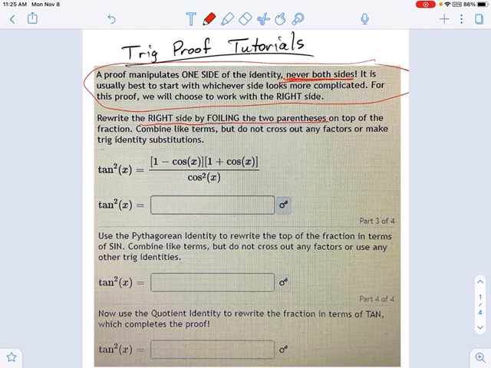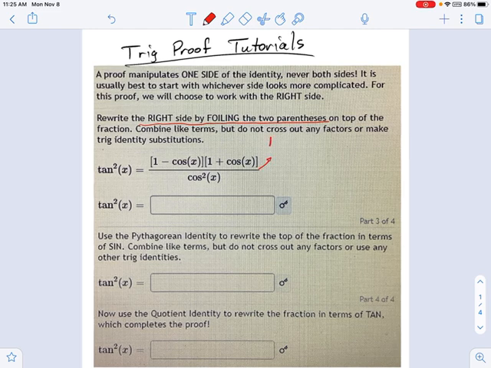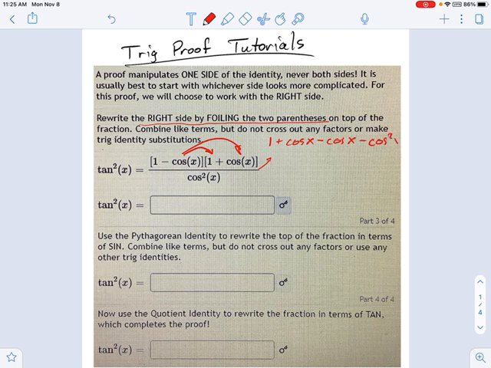Foil the 2 parentheses on top. By foiling I just mean distribute the multiplication. So what do we get here? This is going to be 1 times 1 plus 1 times cosine. And then we have a negative cosine times 1 right here, so that's going to be negative cosine x. And then a negative cosine times cosine, so that's going to be cosine squared of x.